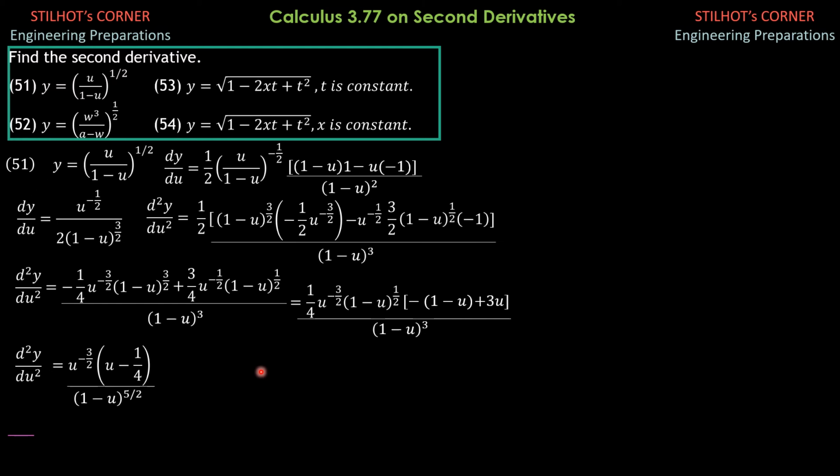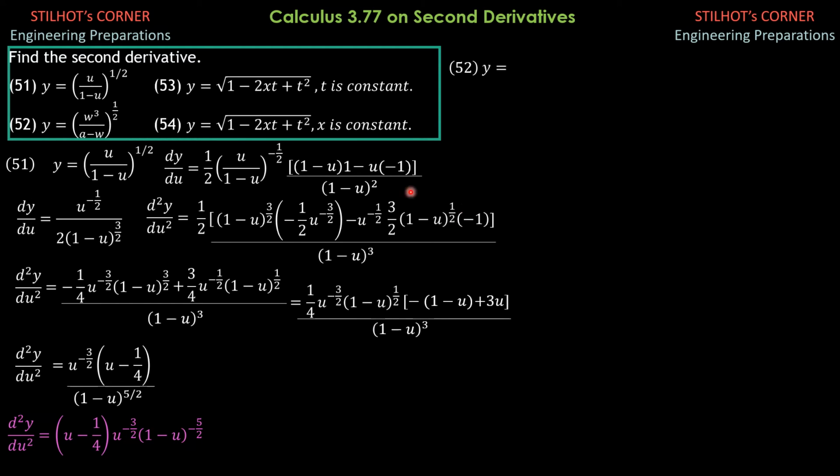So therefore, the final answer, the second derivative of y with respect to u equals u minus 1/4, then u to the negative 3/2 times 1 minus u raised to negative 5/2. Let's put this in the numerator, but this is actually the answer. This may also be the answer, but I just did the answer in this way.